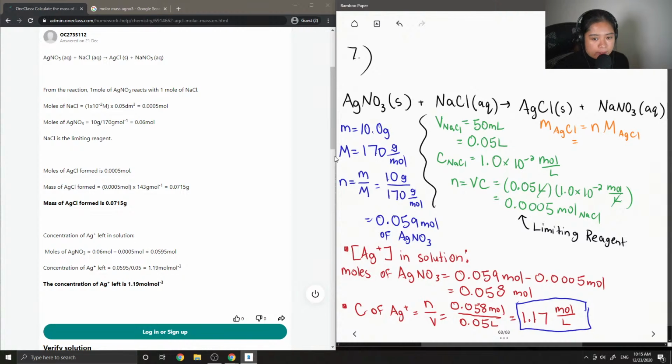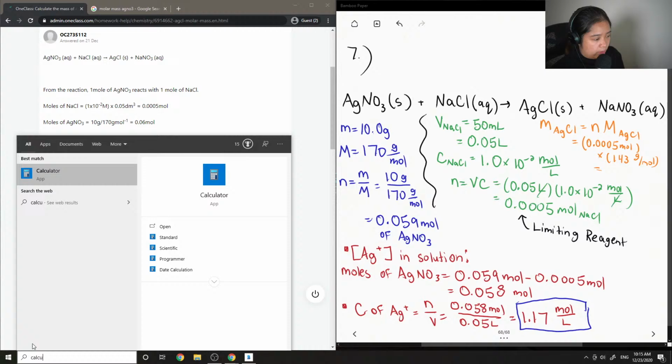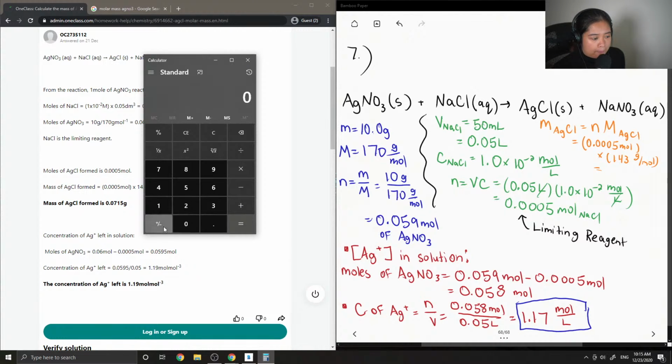So the reason why we use the limiting reagent moles is because this is the one that will run out. And let's just double check to make sure that this calculation is correct. So around 0.0715.